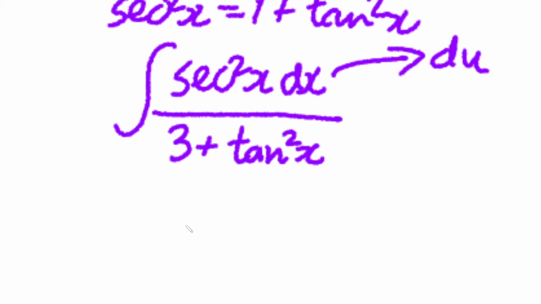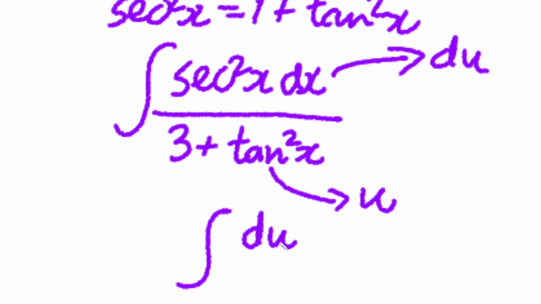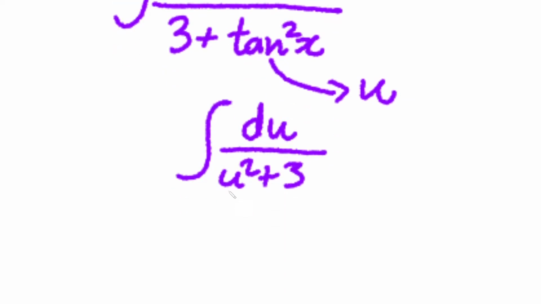And overall, because tan x is u, as we were going to make the substitution earlier, we find it's just an integral with respect to u, 1 over u squared plus 3. So how do we deal with such an integral?